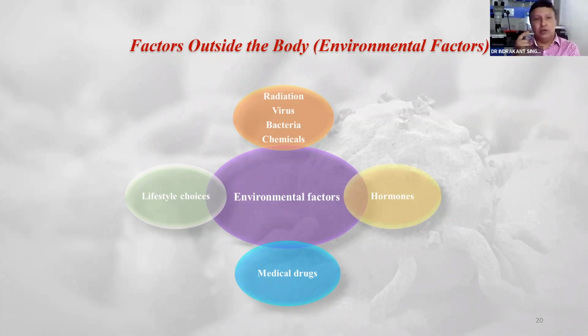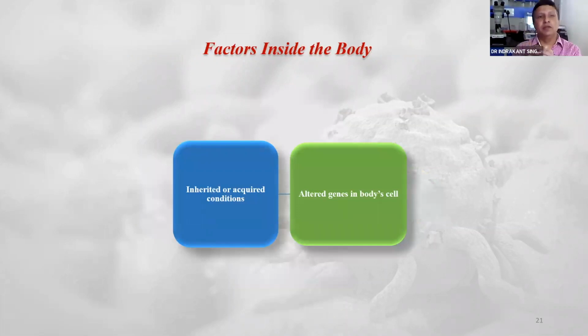Now let's talk a little bit about the factors inside the body. For instance, some people either inherit or acquire conditions such as an altered gene in the body cell, abnormal hormone levels in the bloodstream, or a weakened immune system. Each of these factors may make an individual more susceptible to cancer.